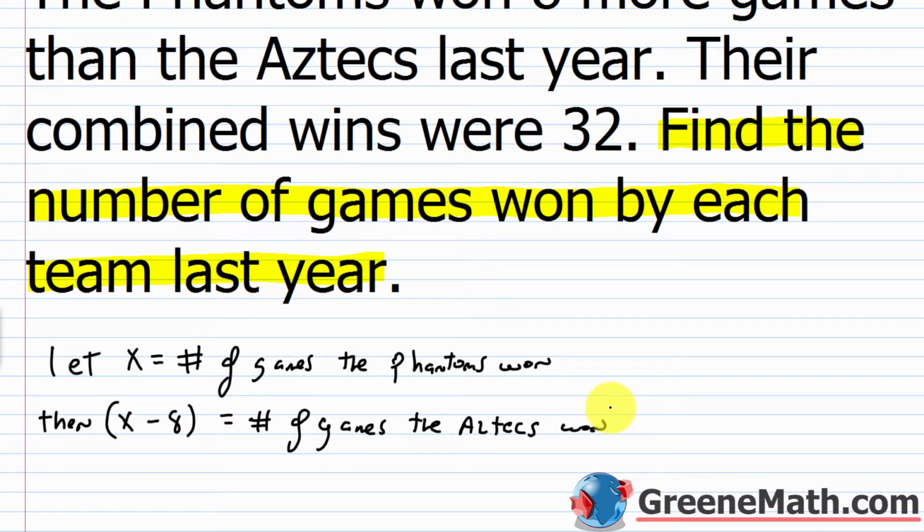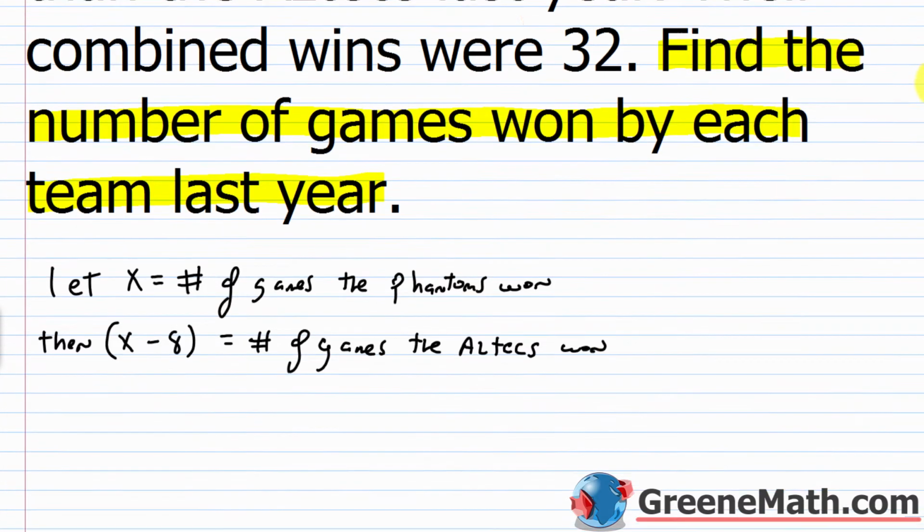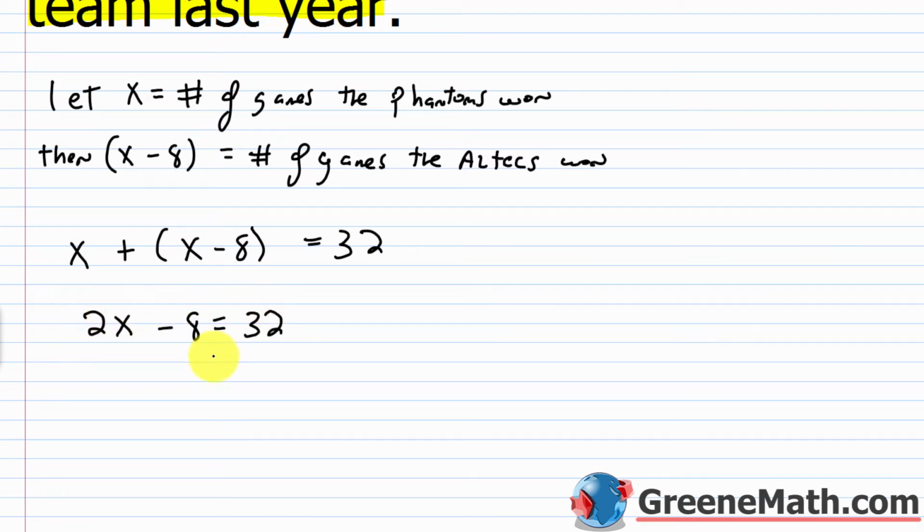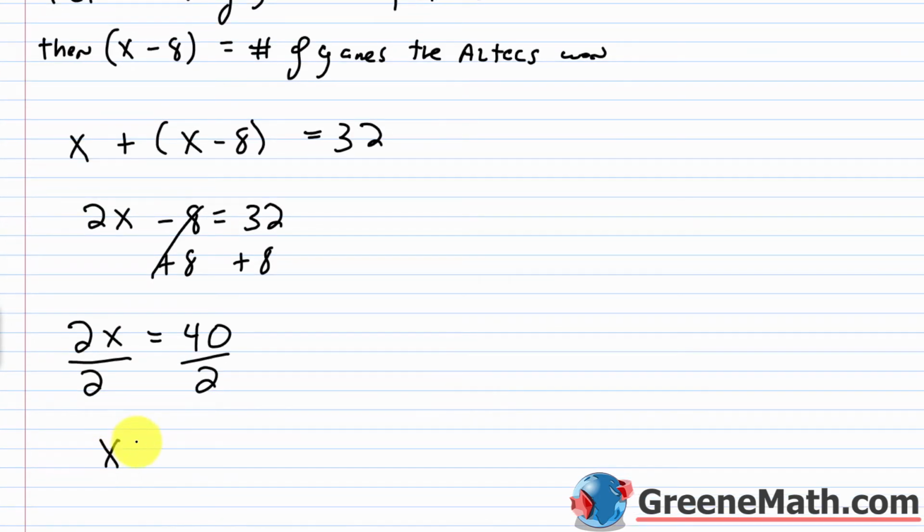So we let x equal the number of games the Phantoms won. And so then x minus 8 is the number of games the Aztecs won. And again, their combined wins were 32. So I can do the same thing as far as setting up an equation. So x plus this quantity x minus 8 equals 32. x plus x is 2x, minus 8 equals 32. Add 8 to both sides of the equation. That's gone. I'll have 2x is equal to 40. Divide both sides of the equation by 2. And what I'm going to have now is that x equals 20.